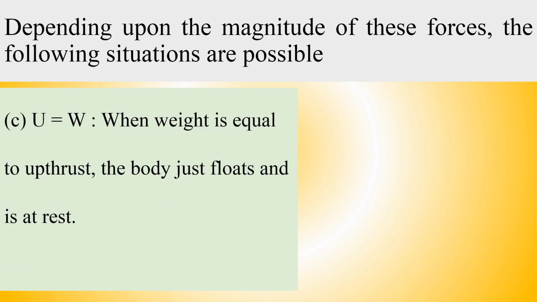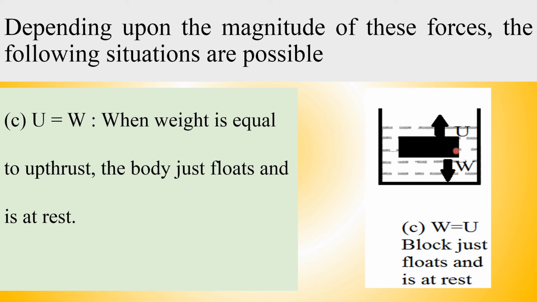The third case is when the upthrust is exactly equal to the weight of the object. When the weight is equal to the upthrust force, the body just floats and is at rest. This is the case when the object is neither going down nor coming to the surface, but stays exactly somewhere in the middle. At that time, the upthrust U exactly matches the weight of the body. W equal to U means the object just floats and is at rest. These are the three situations in this case.